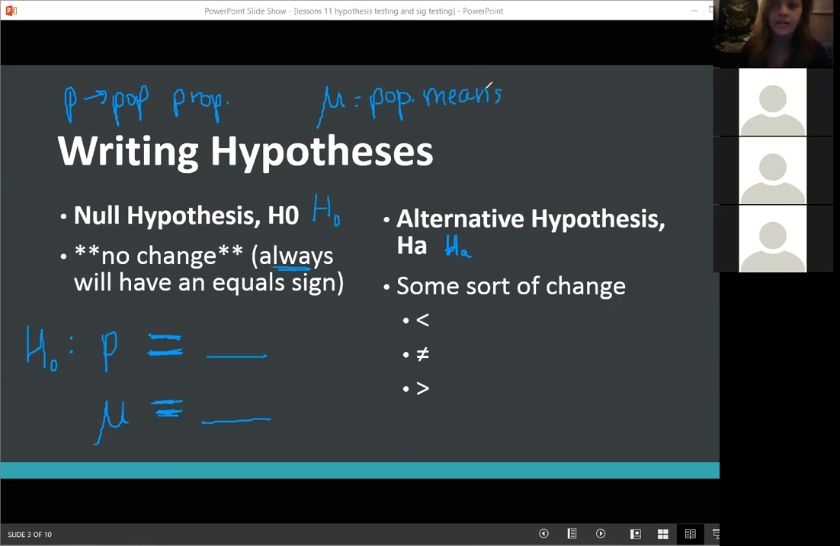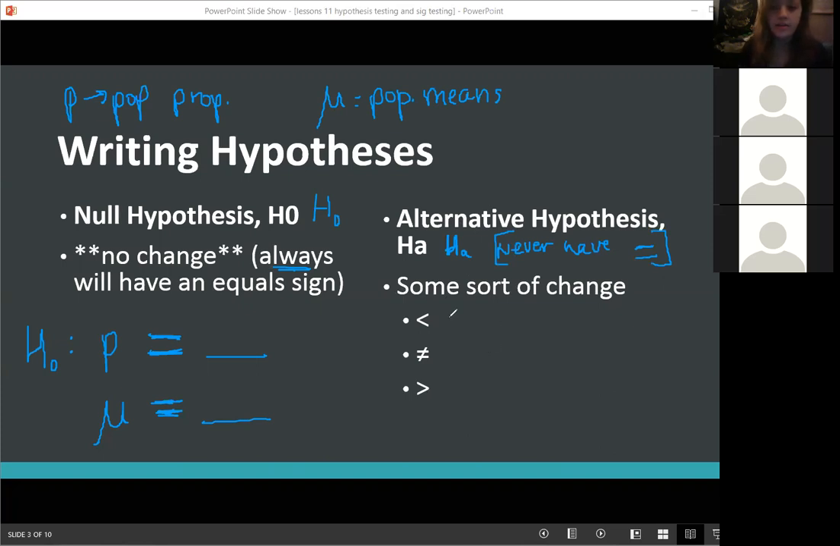All that's saying is that we have to make sure that we're using these symbols when we're writing the hypotheses. And then for the alternative hypothesis, since there's going to be some sort of change, it can never have an equal sign. That's never going to happen over here. And we are always going to have one of these three options: less than, not equal to, or greater than.